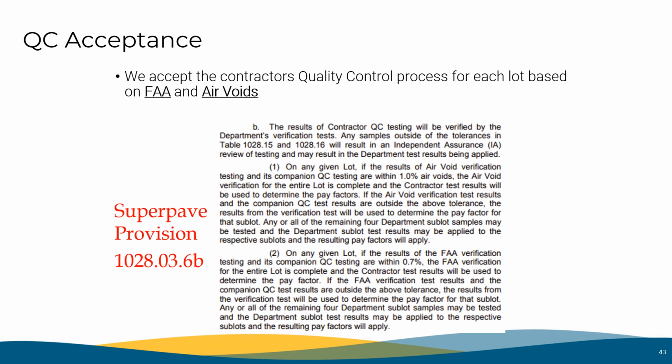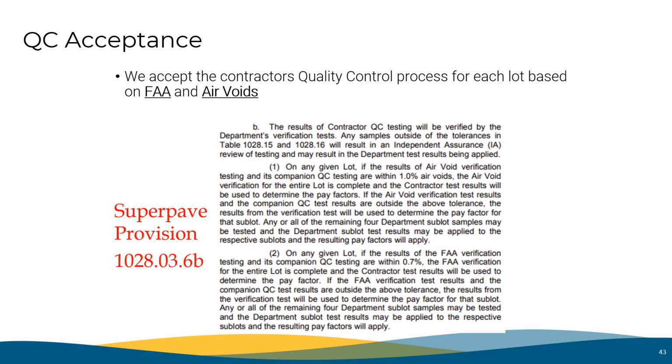Here is the exact language from the SuperPave specification section 1028.03.6b. Paragraph B. The result of the contractor QC testing will be verified by the department's verification tests. Any sample outside of the tolerances in Table 1028.15 and 1028.16 will result in an independent assurance or IA review of testing and may result in the department test results being applied.